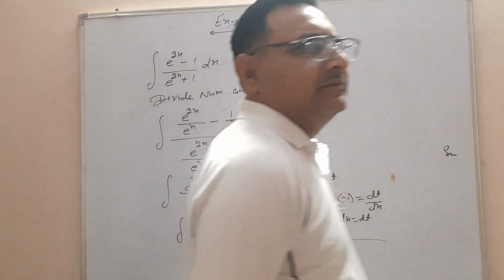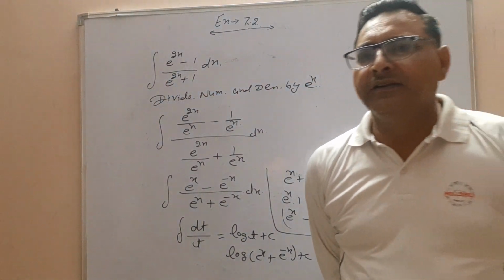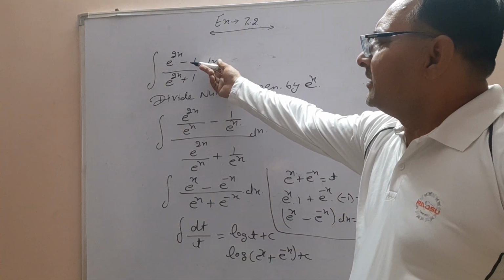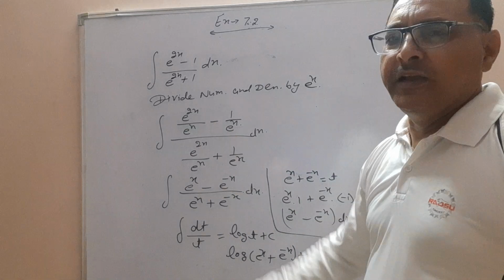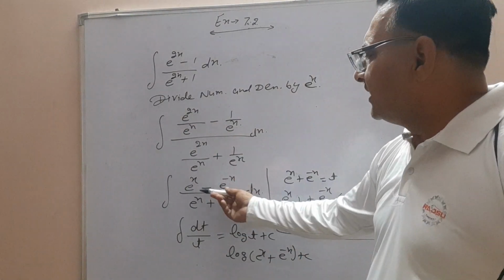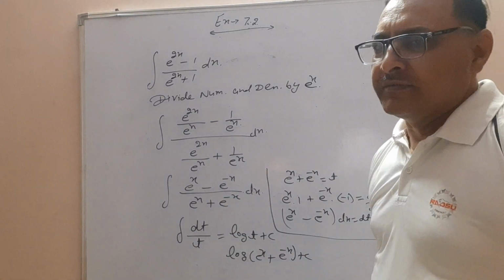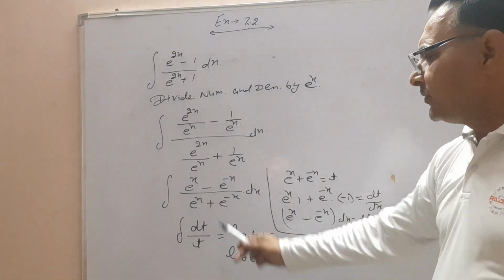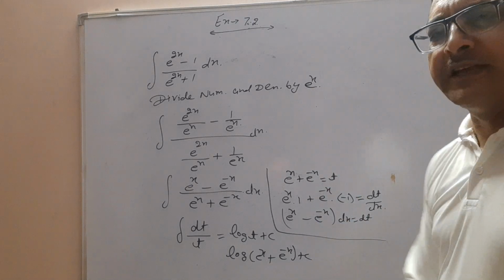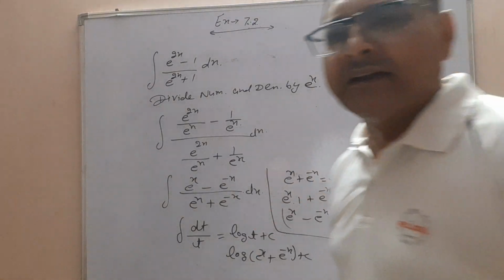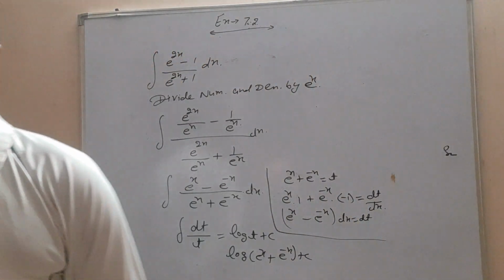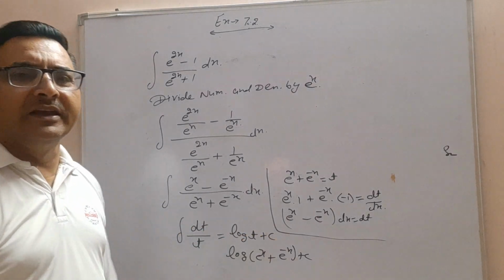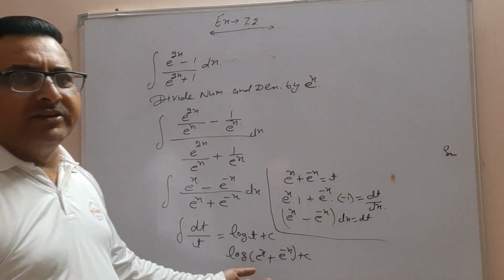This type of question you can solve like this. What we have done? Divide numerator and denominator by e^x. We will get in the numerator e^x minus e^(-x) and in the denominator e^x plus e^(-x). Now we will put the denominator e^x plus e^(-x) is equal to t and get the derivative, the term in the numerator. It will be dt by t, the answer will be log t plus c and we will put the value of t.